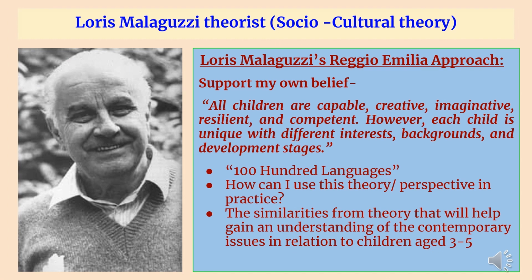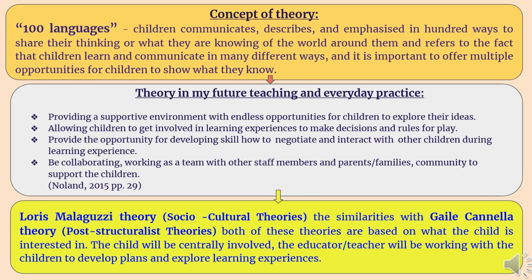Loris Malaguzzi's theory, sociocultural theories. Loris Malaguzzi's Reggio Emilia approach supports my own belief that all children are capable, creative, imaginative, resilient, and competent. However, each child is unique with different interests, backgrounds, and developmental states. The concept of the hundred languages: children communicate, describe, and empathize in 100 ways to share their thinking or what they know of the world around them, which refers to the fact that children learn and communicate in many different ways. It is important to offer multiple opportunities for children to show the ways they know.